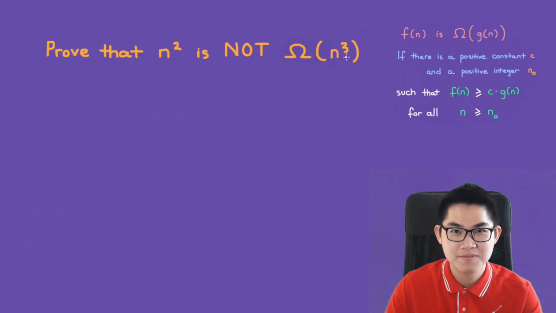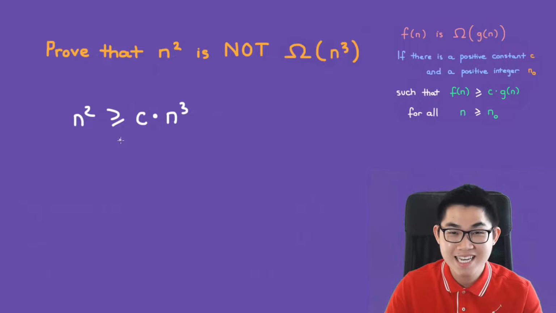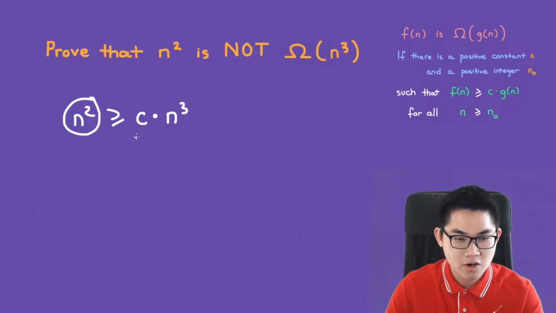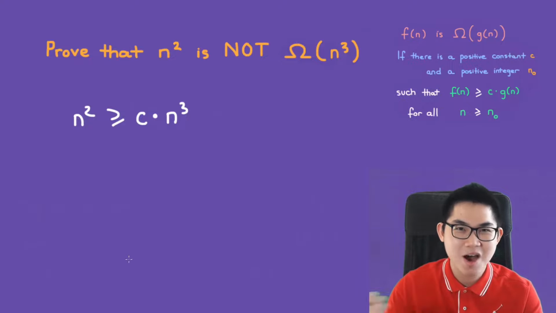Prove that n to the power of 2 is not big omega of n to the power of 3. So we know that n to the power of 2 is not big omega of n to the power of 3, because if we write it in our inequality, we have n squared is greater than or equal to c times n to the power of 3. Intuitively, you know that this is not true, because this is basically saying that a quadratic function grows faster than our cubic function. And that is not the case. It is actually the other way around.